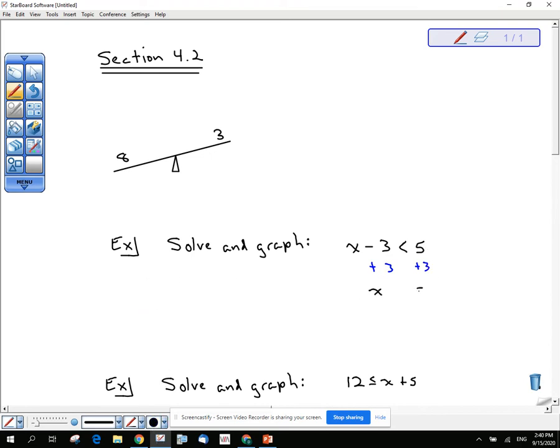5 plus 3 is 8. And then you want to keep this inequality sign. It's really easy, especially coming out of Chapter 3, to let this kind of merge into an equal sign. It's not equals, it's less than, and you want to treat it that way. Okay? So x is less than 8 is the answer. What about this next one?